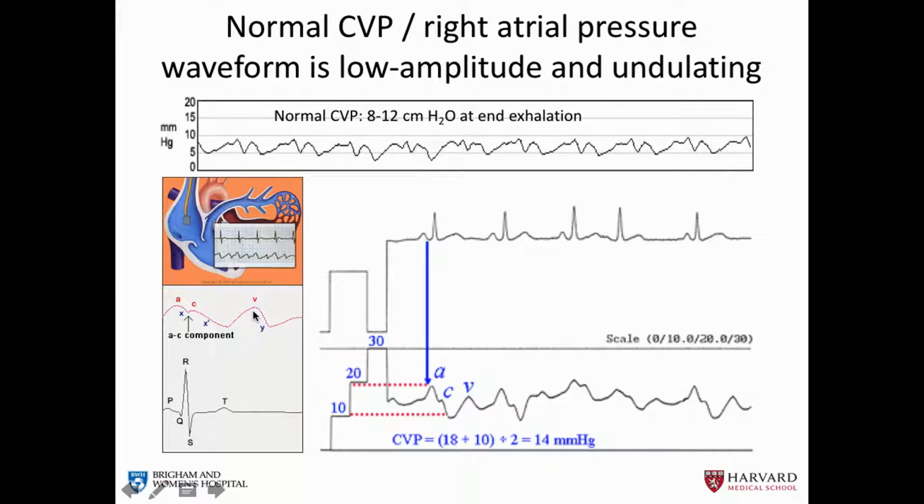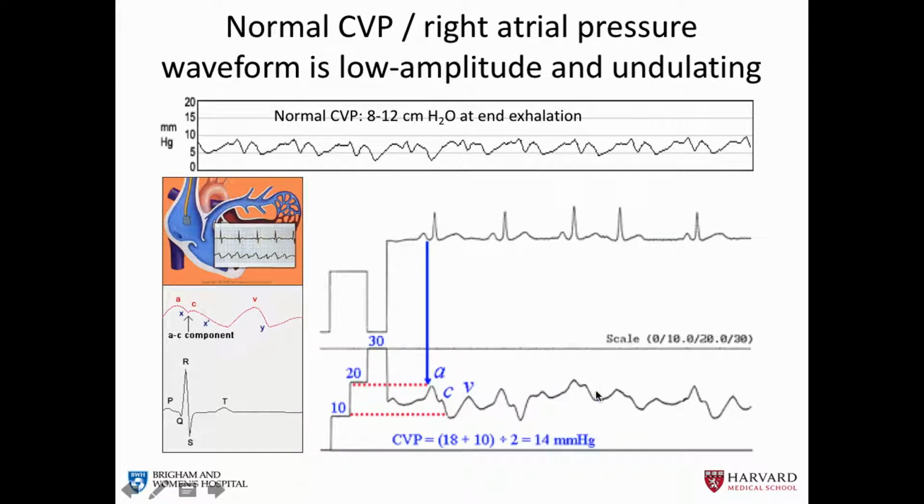Then that's followed by the V wave, which is the filling of the right atrium during late ventricular systole. And this is followed by the characteristic Y descent, which is that drop in pressure in the right atrium when the tricuspid valve opens and the right atrium empties.